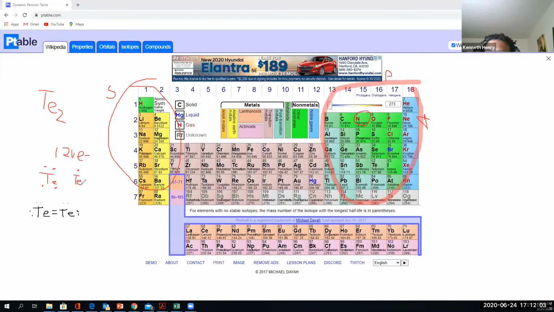Dr. Henry? Yep. So we don't need to try to equal the 8? We have to try to equal 12? No, you need a total of 12 electrons that you're working with. You want to get 8 around each individual tellurium.